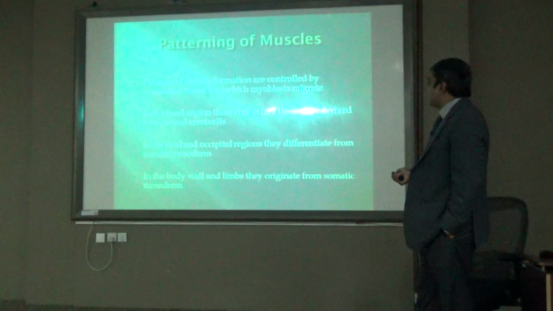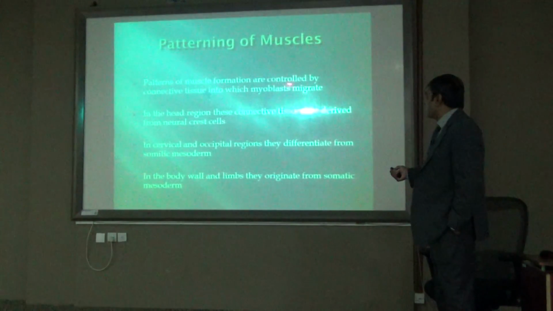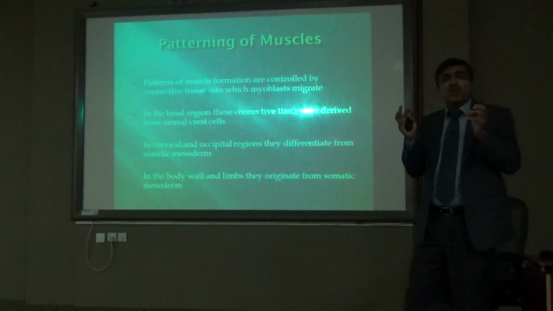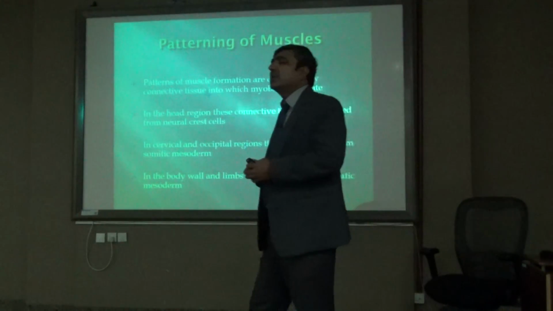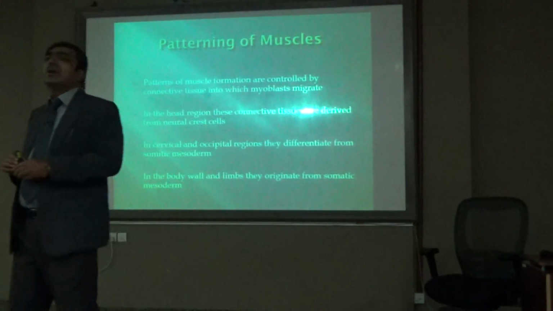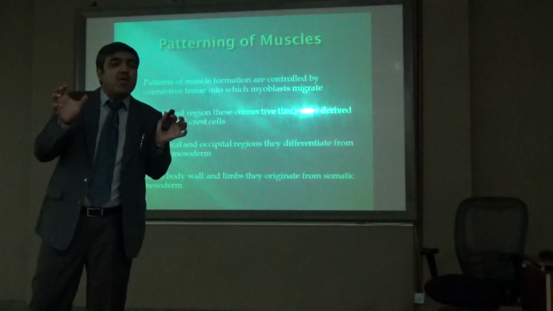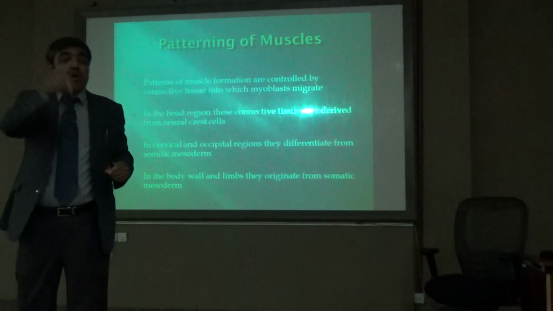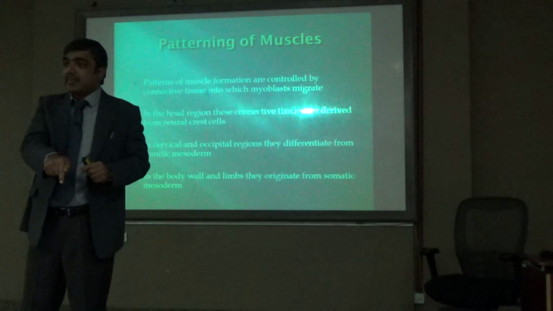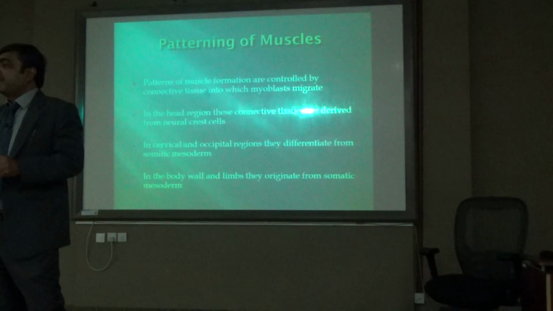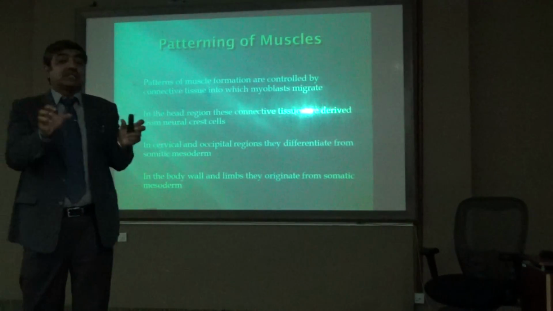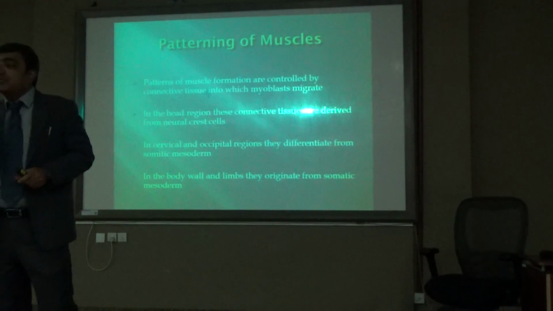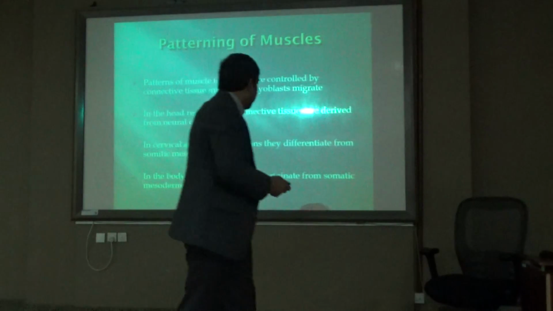Patterning of the muscles, this is what I already told you. The pattern of muscle formation is controlled by the connective tissue into which myoblasts migrate. Connective tissue has power. And there is another group which we call neural crest cells. They have the power to divert the cells to what they want them to become. So this connective tissue has influence on these cells to become muscles.